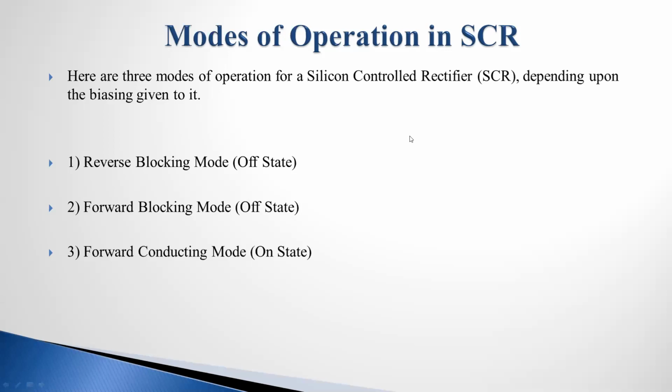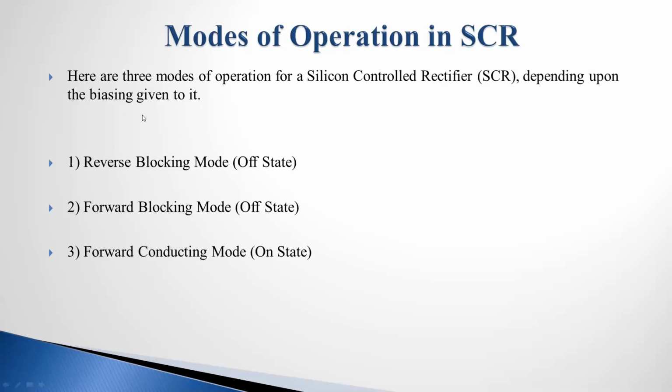It means in how many modes the SCR will operate. Generally, the SCR operates in three modes: reverse blocking mode, forward blocking mode, and forward conducting mode, based on the biasing condition.